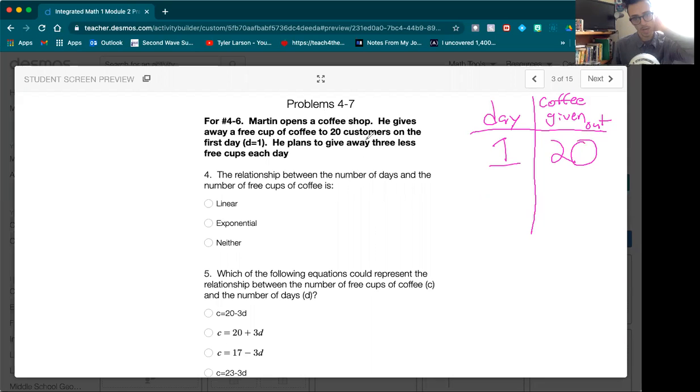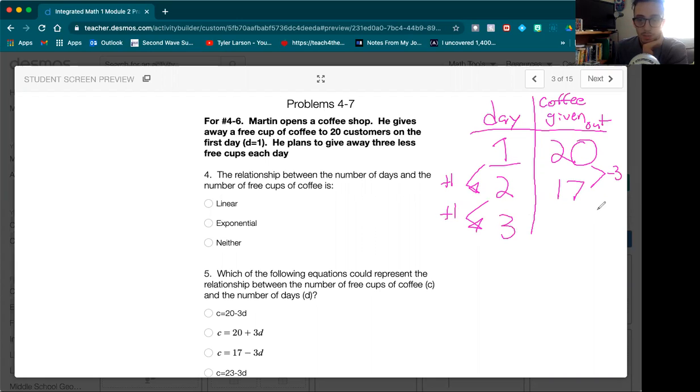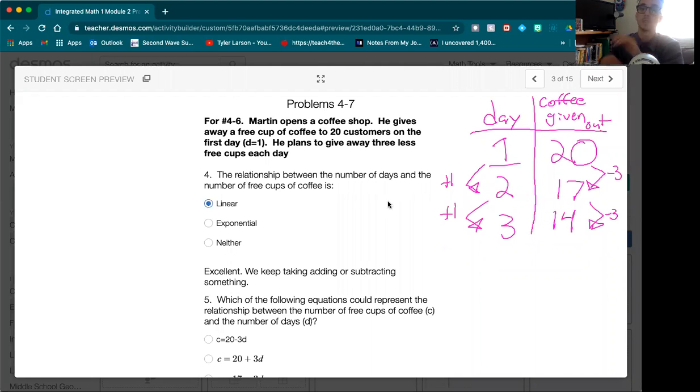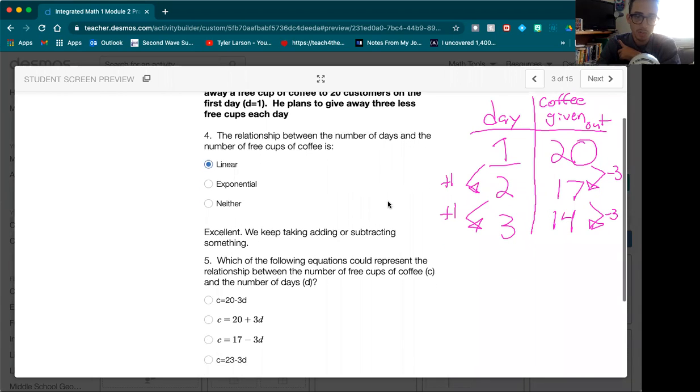We plan to give away 3 fewer free cups each day. So when we go to day 2, we're subtracting 3 here, so we're giving away 17. And this should keep going. If we keep adding 1 for the day, we subtract 3 for the coffee given out. So this is 14. Hopefully we can say that this is linear because it keeps deducting the same amount. It keeps deducting 3 every time.